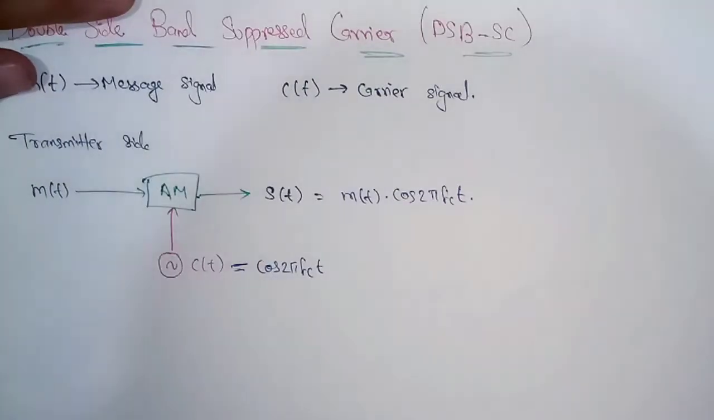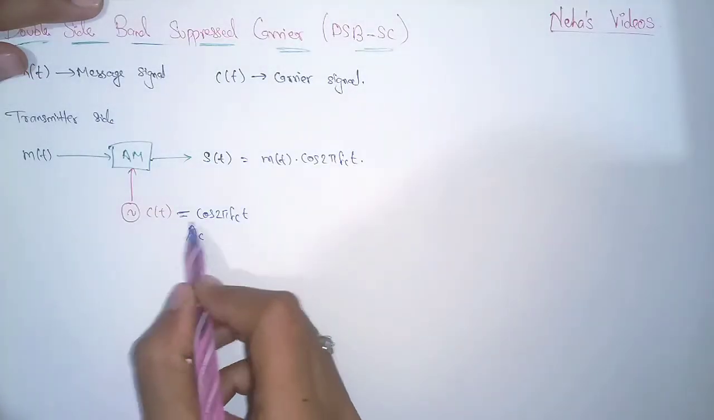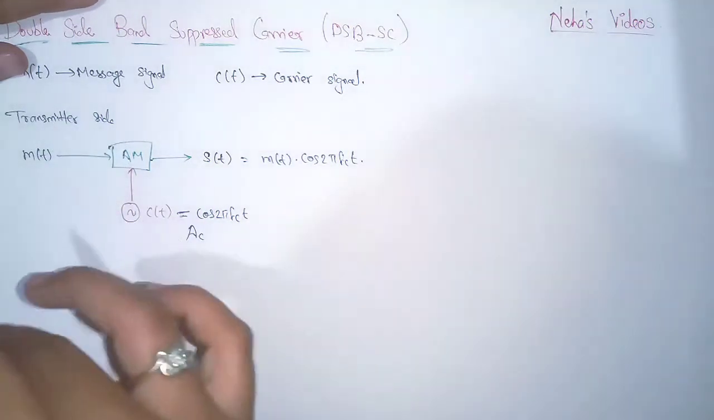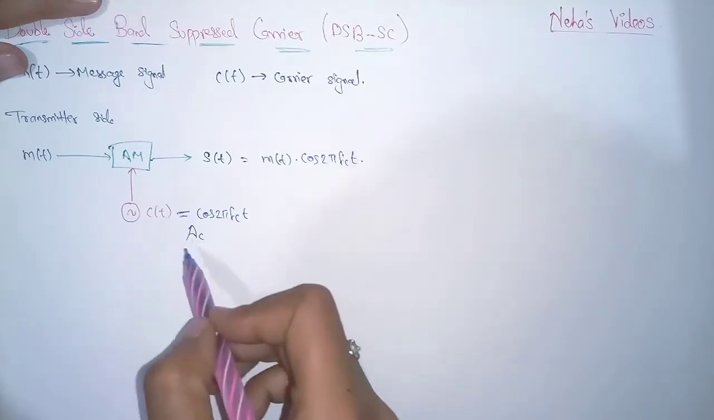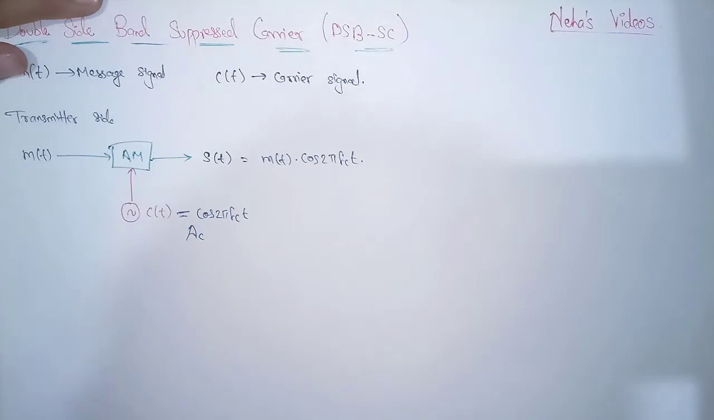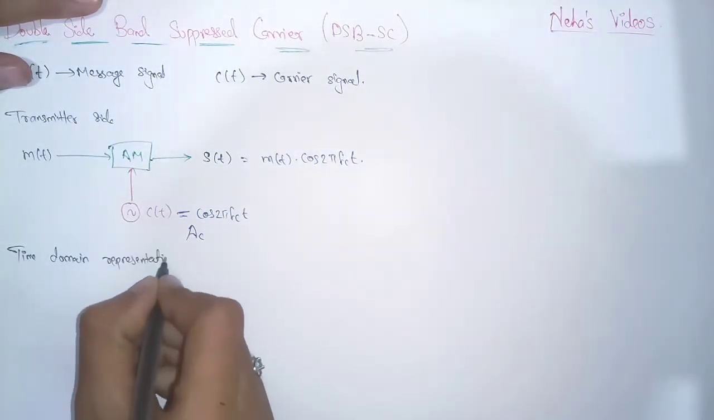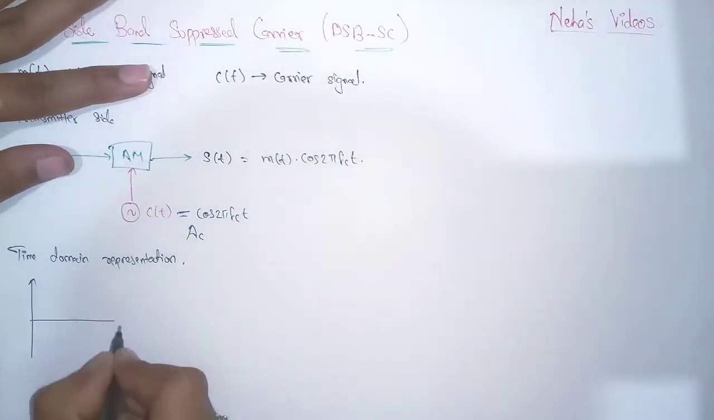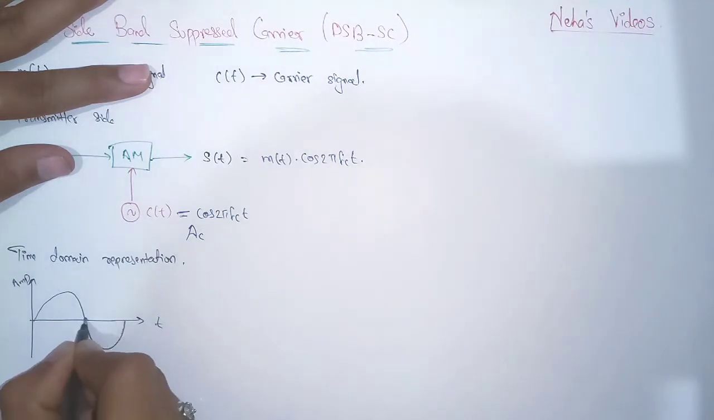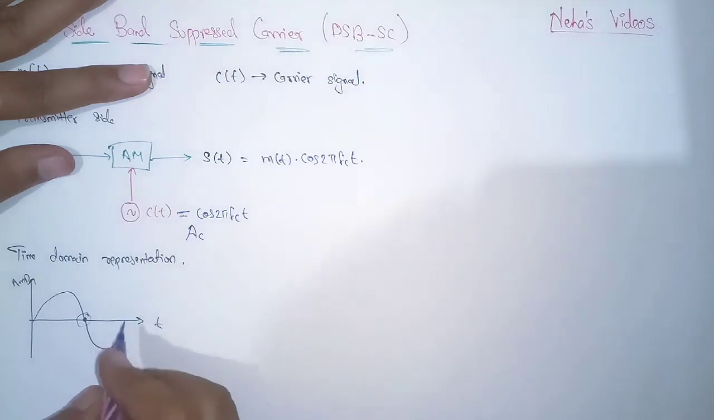So the amplitude of the carrier signal is a linear function of the message. Let's say Ac is the carrier signal amplitude. This is the linear function of the message signal. That means as the message signal amplitude changes, in the same manner the amplitude of the carrier signal will also change. So let's see the time domain representation of this. Which is a sinusoidal signal. Here we can see that we are having a zero crossing. That means the signal is crossing t is equal to 0.